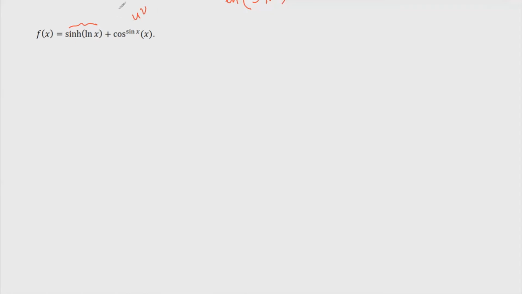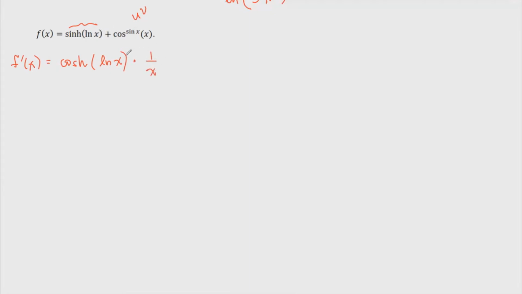Okay, so that's for our solution. So we just have to take the derivatives for each of them, and then we're done. So f prime of x, we start with this, and then the derivative of the hyperbolic sine of ln of x is simply cosine hyperbolic, and then we have ln of x. And remember, you have to take the derivative of ln of x, so that's simply 1 over x.